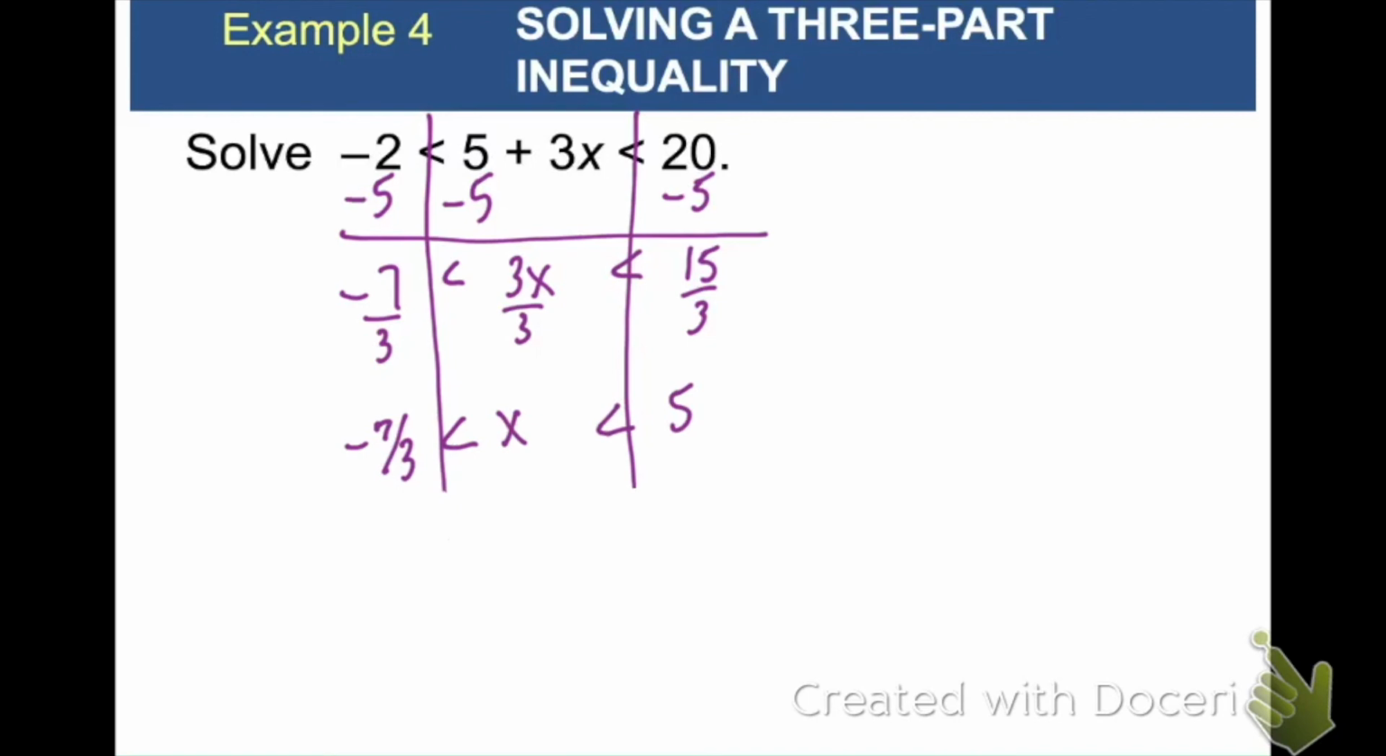So we get negative 7/3 is less than x, which is less than 5. So pretty much x is between these two numbers. So let's go ahead and graph. And now I'm going to use parentheses here because I don't have any or equal to signs on my inequalities. And then we can also write this in interval notation.